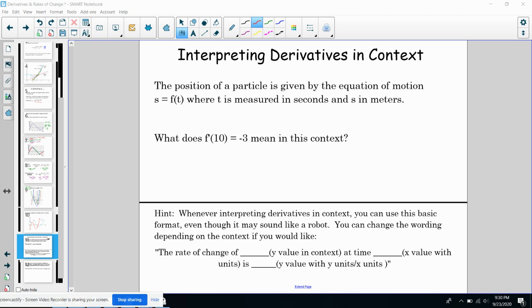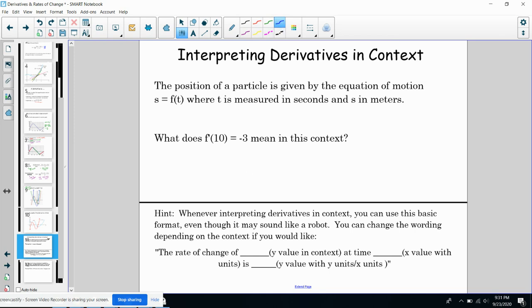So the basic format is: the rate of change of blank, which is the y value in context, at time blank, which is the x value with units, is blank, the y value with the y units divided by the x units. The first thing to remember is that the derivative is the rate of change. Whenever a question is asking you for the rate or about the rate, you're going to use derivatives. We don't necessarily know how to use them yet, but we will. Rate and derivatives are the same thing; they go hand in hand. So the rate of change is super important to have involved in your interpretation.